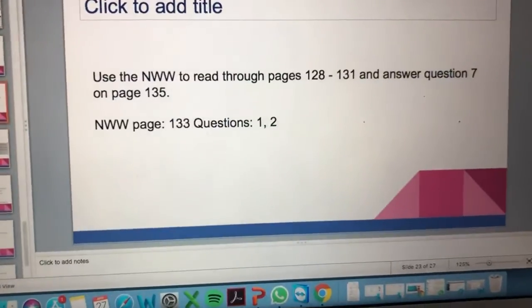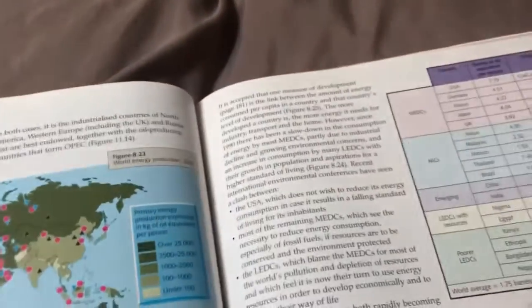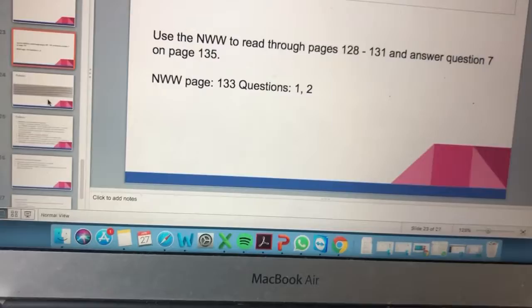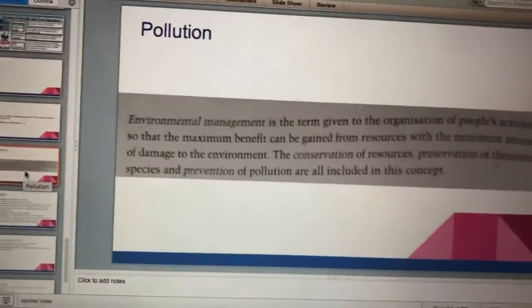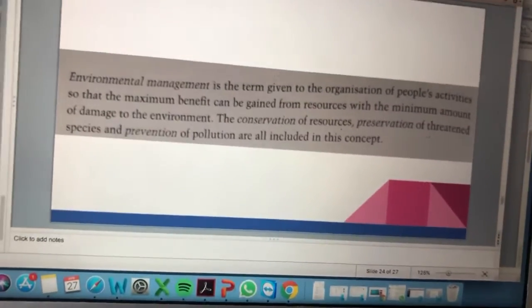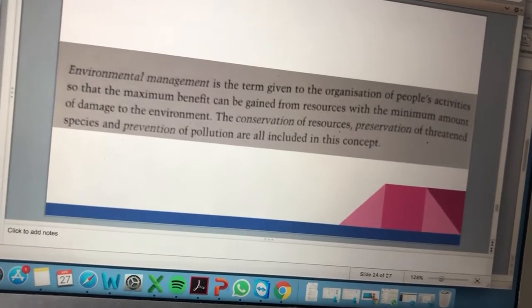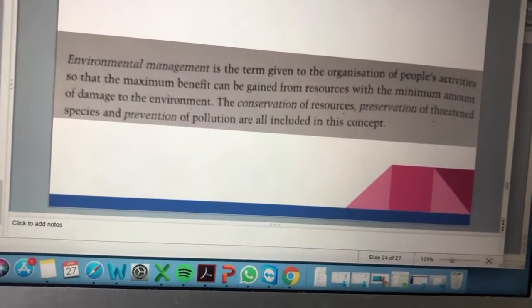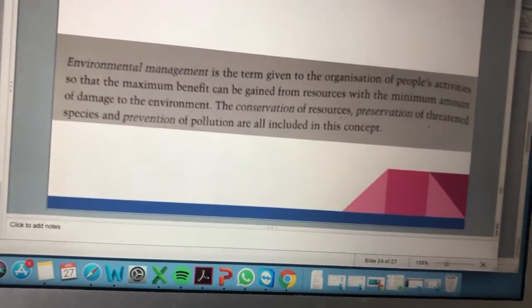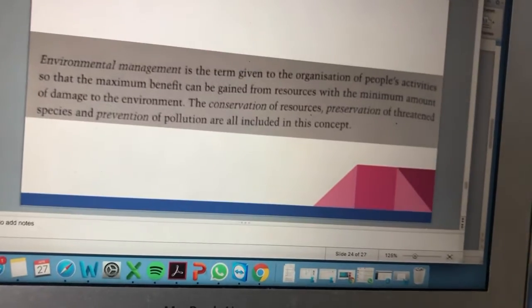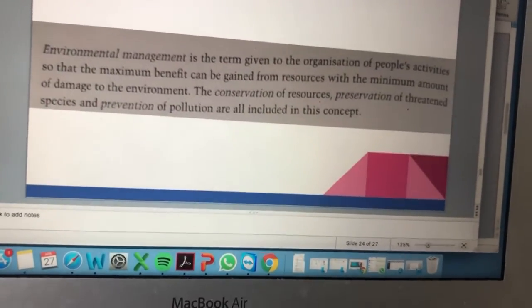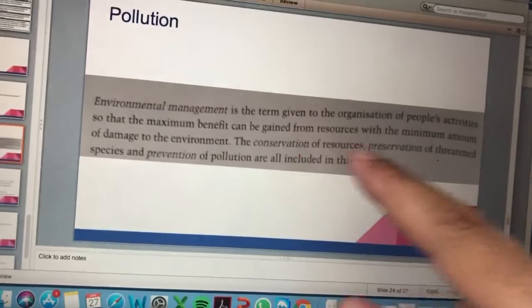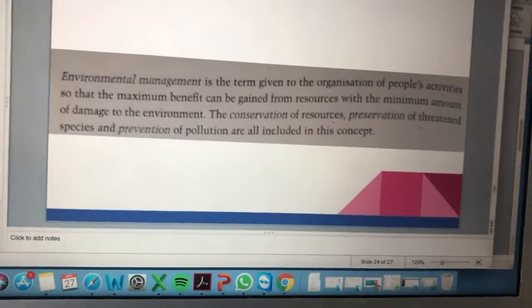So just make some notes about that case study from your textbook in New Wider World. Okay, when you have done that, we're going to move on to the last part, which is about pollution, and we're going to look at environmental management. We had sustainable management, and this is kind of similar. It's about trying to get the maximum benefit from your resources with the minimal amount of damage to the environment. So this is focused on the environment, with similarities to sustainable development: conservation, preservation, and prevention of issues.